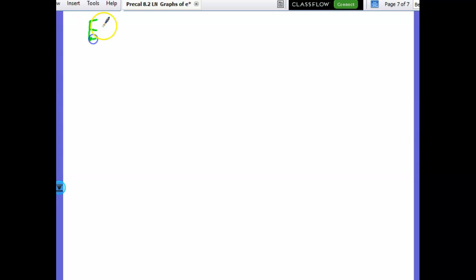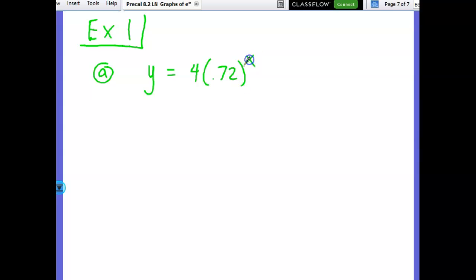So let's call this example 1, part A. So we're not going to make this take so long anymore. We're going to speed it up. Ready? So this is what your homework looks like. What's the y-intercept? It's 4. It's that number right there.